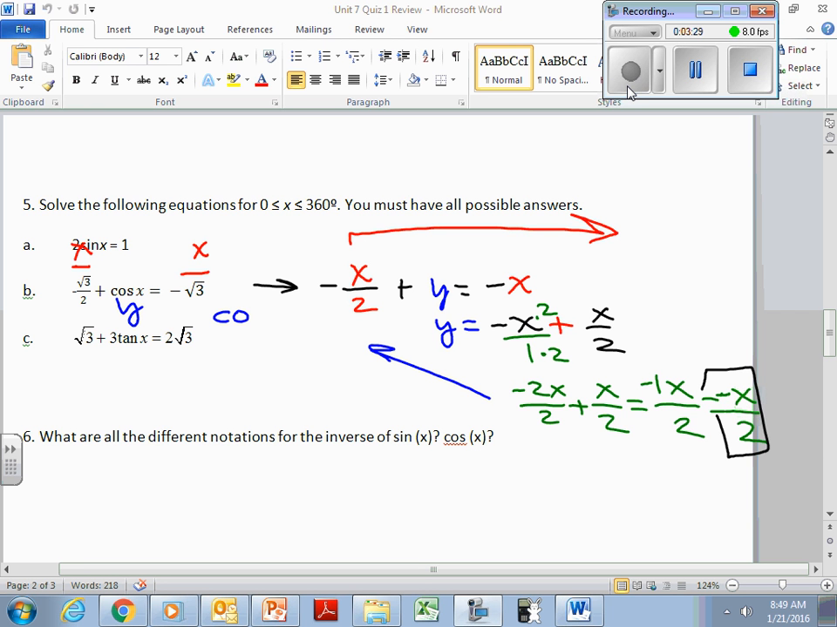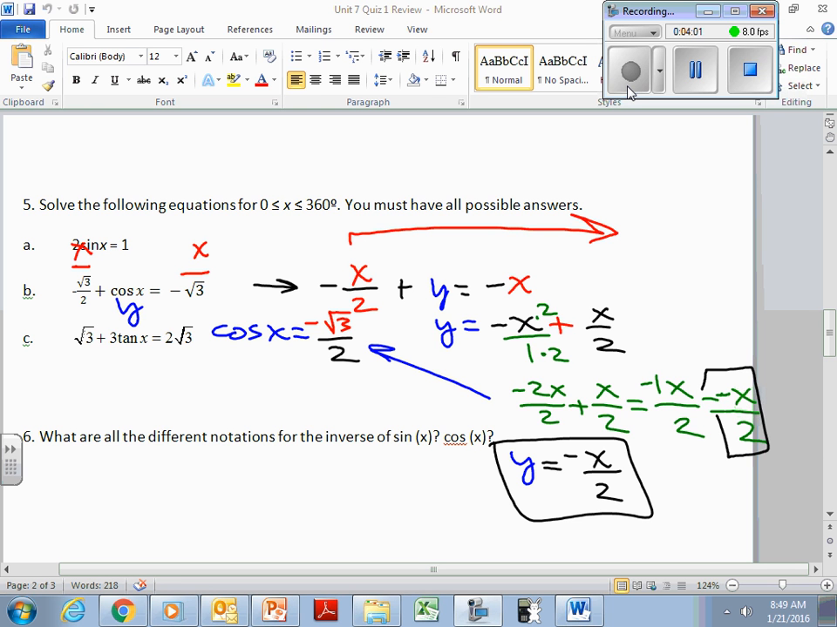Let's see if they can see it here. Y equals this negative x all over 2. That's the thing that's coming over here. Cosine x equals, let's need more space. Cosine x equals, let's see, radical 3 is the x, so a negative radical 3 all over 2. Let's put a box around that and figure out what that even means, because that's not the answer. That just helps me get the answer.